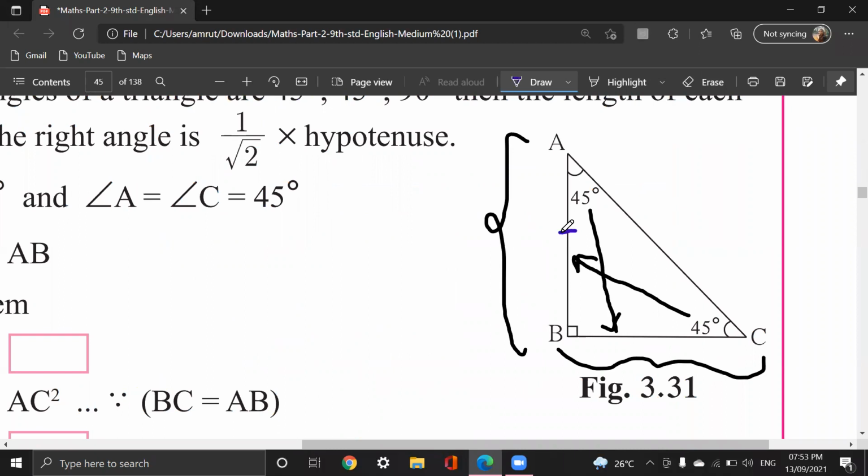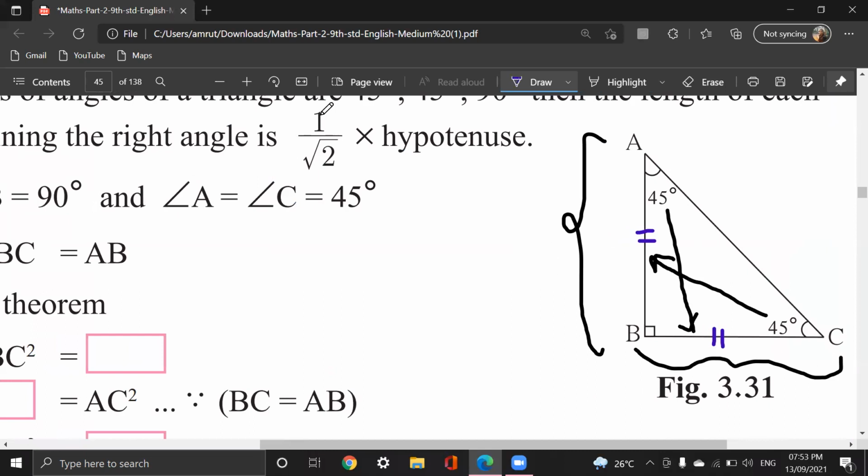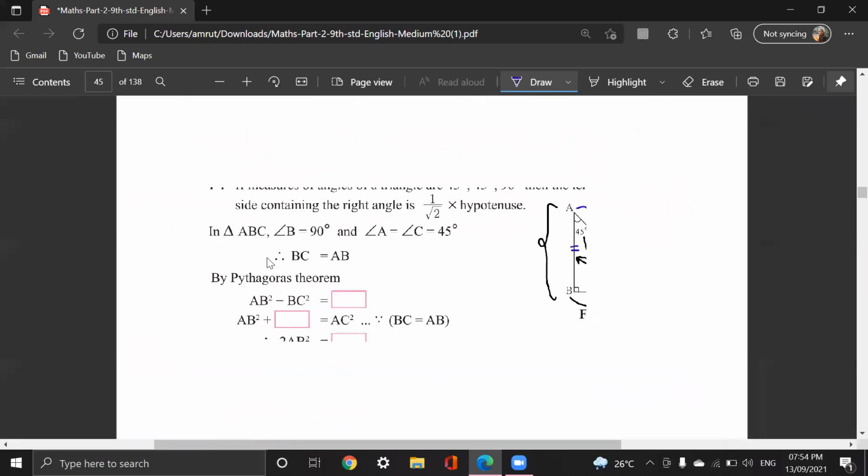So how do we show equal sides? By representing them with similar symbols. So I have represented both the sides AB and BC with a double line. So both the sides are equal, but the side which is opposite to 45-degree, that means both this side AB as well as BC, any side you can take, is going to be 1 upon root 2 of the hypotenuse. Hypotenuse means AC. Okay, so the side which is opposite to 45-degree is 1 upon root 2 of the hypotenuse. So we are going to prove that.